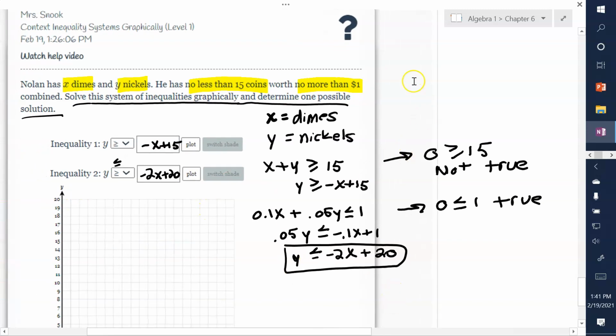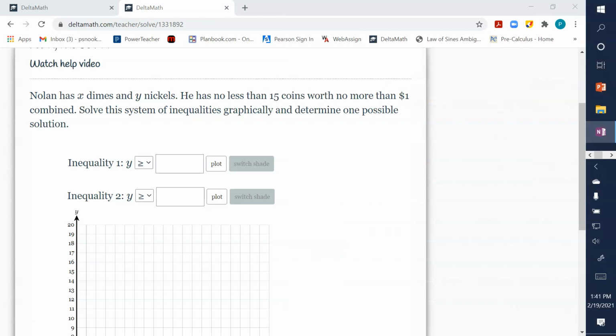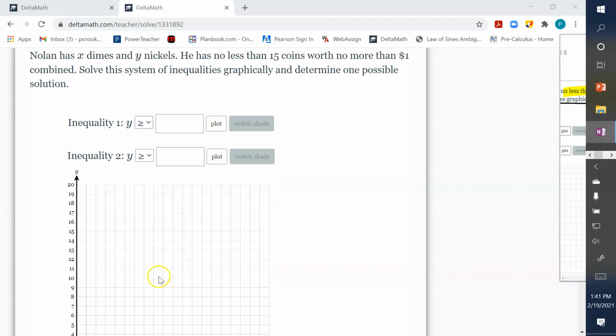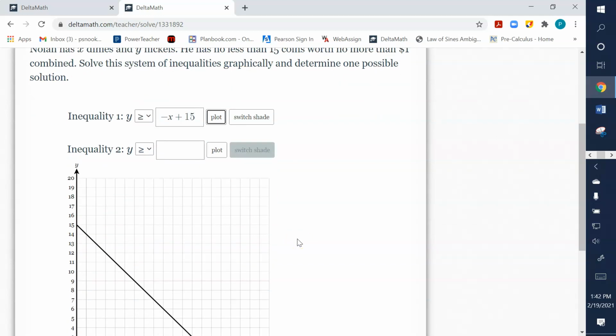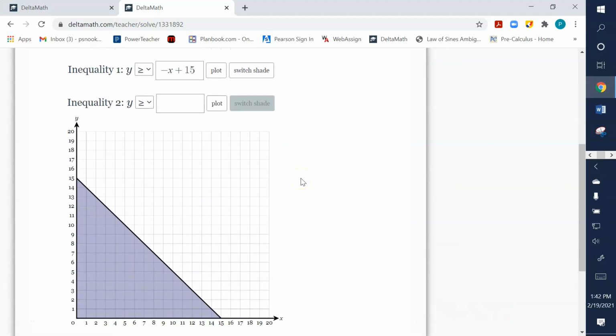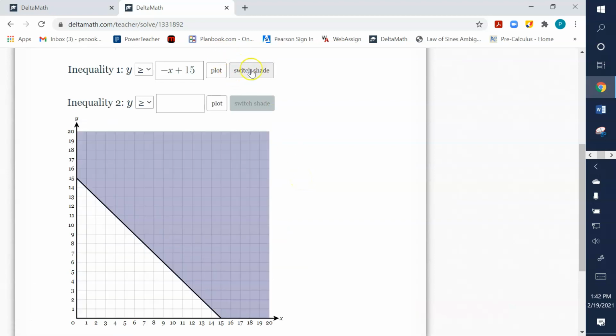All right, so I'm going to put my paper where I did my work over to the side so I can see it. And I'm going to be here in Delta Math. The first equation that I said was going to be y greater than or equal to negative x plus 15. I'm going to plot this. So it did the work for me. It plotted it for me. And now I'm going to choose the side to shade. Well, that's the side where the origin is. I don't want to shade that, so I'm switching it over here. Now let's do the next one.